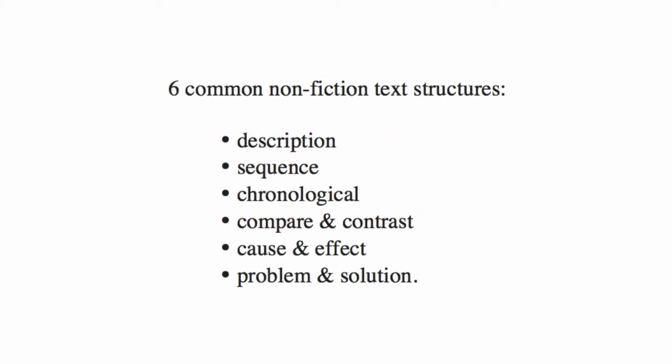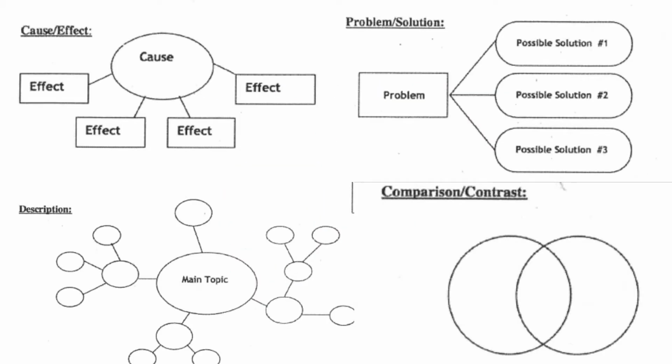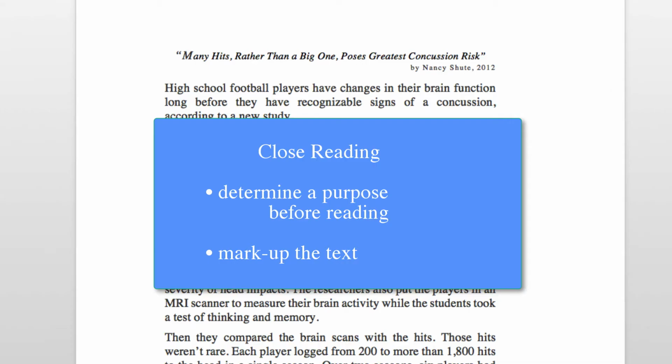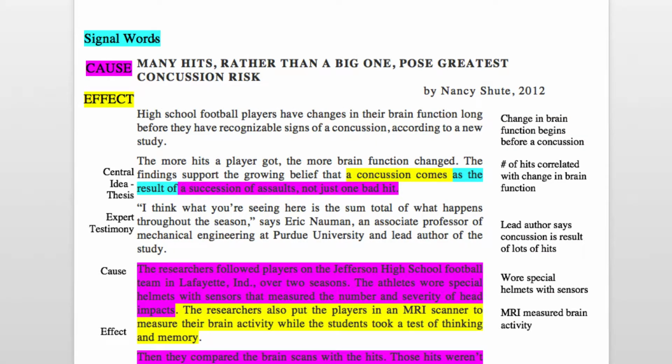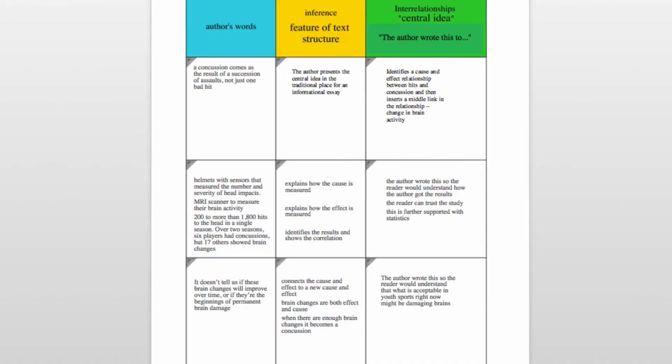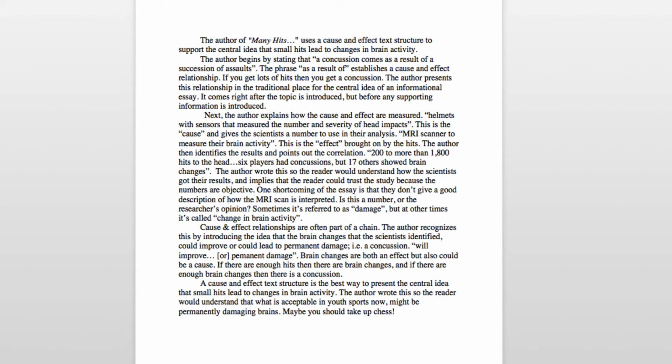This series examines 6 common nonfiction text structures: description, sequence, chronological, compare and contrast, cause and effect, problem and solution. Text structure is the term used to describe the way information is organized in a passage. Think of it as a flowchart. The lesson begins with a close reading of the text, a marking up of the text, text-dependent questions, completion of a graphic organizer, and the writing of a text-dependent analysis essay.